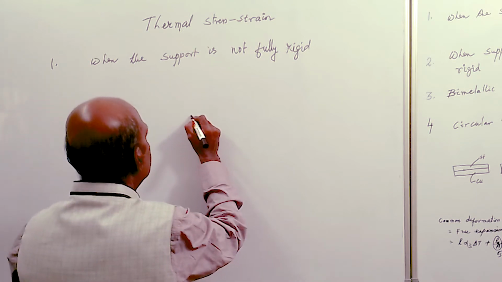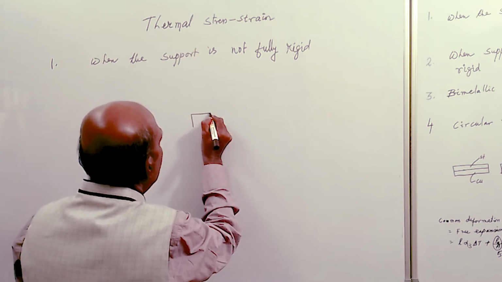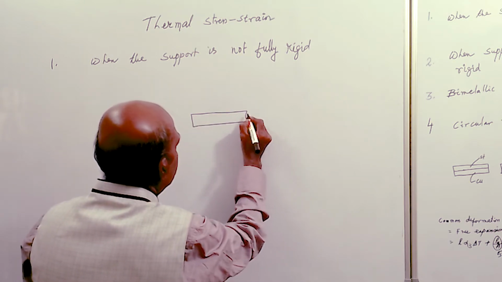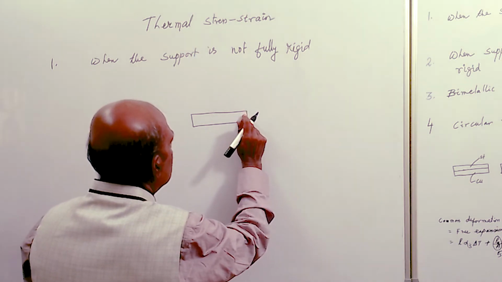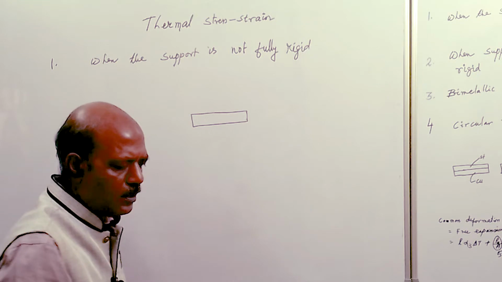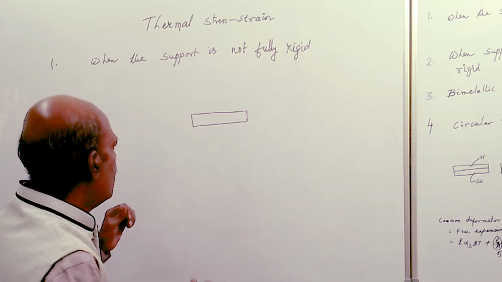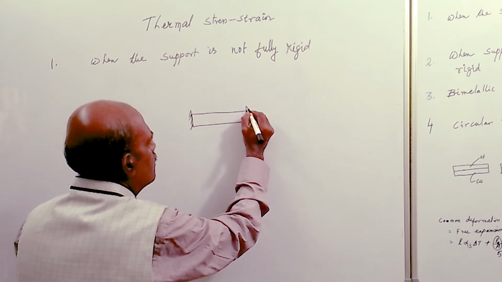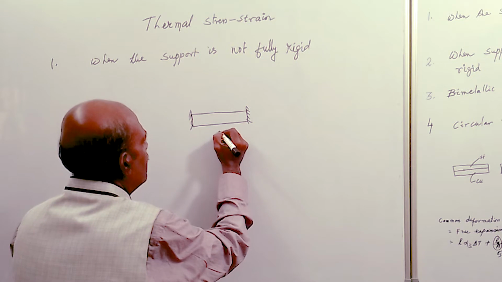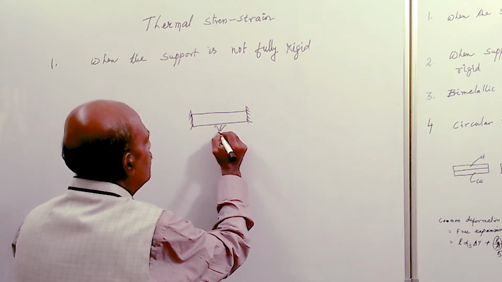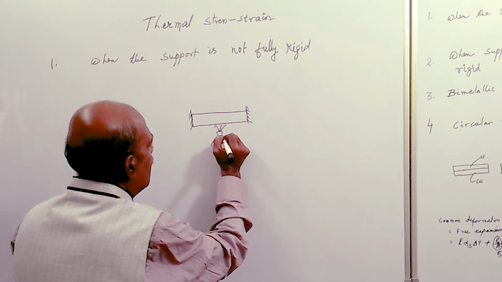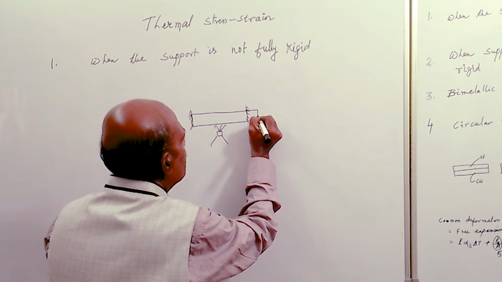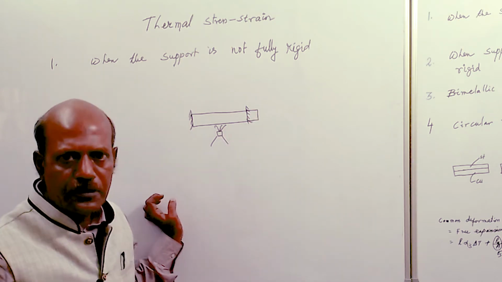Okay, so now let's see. The bar is between two supports. The supports are not fully rigid, that means there may be some deformation produced in the supports. So this is the left support and this is the right support. Whenever this bar is heated to some temperature, the bar will expand in size. Say this much is the expansion. This is called free expansion.